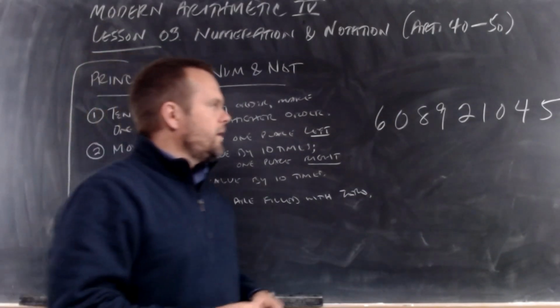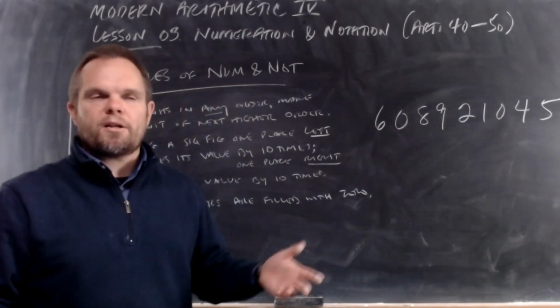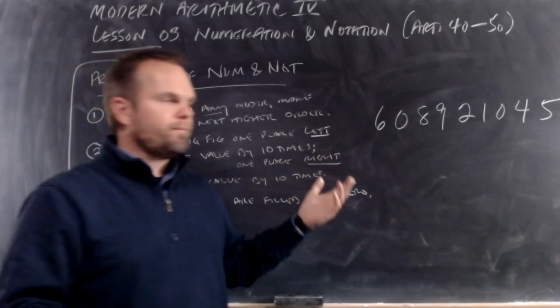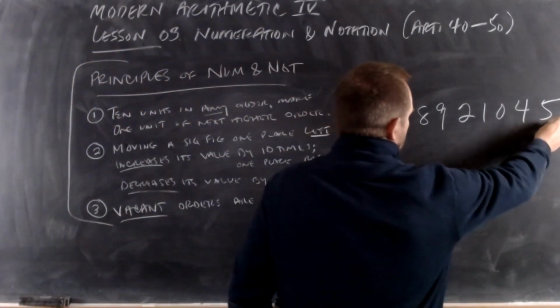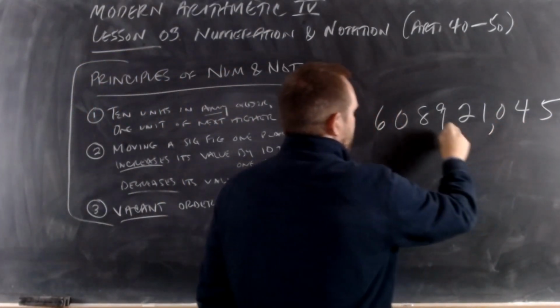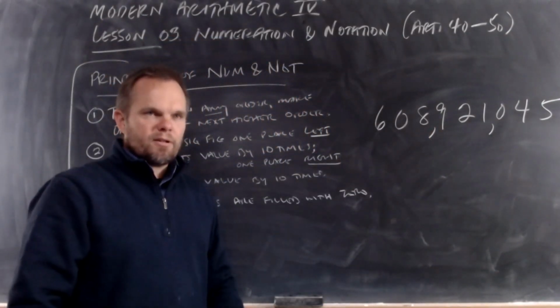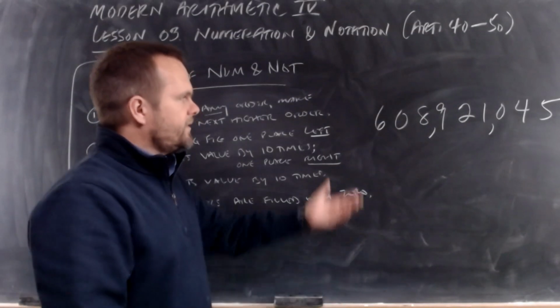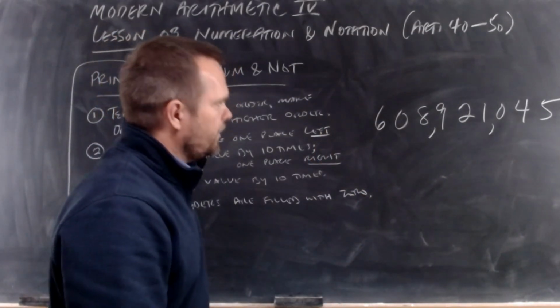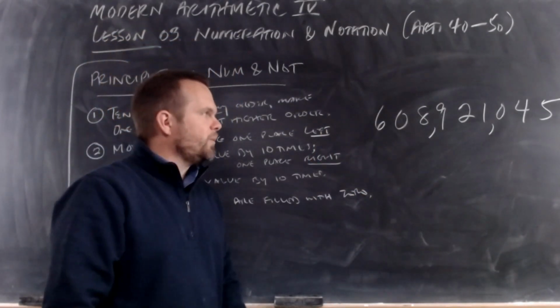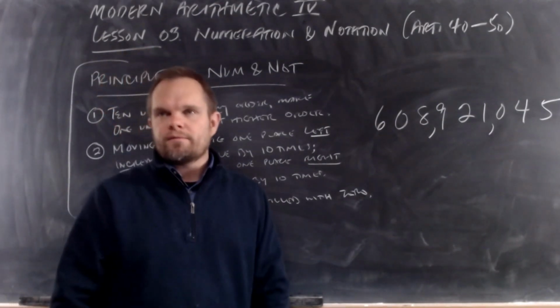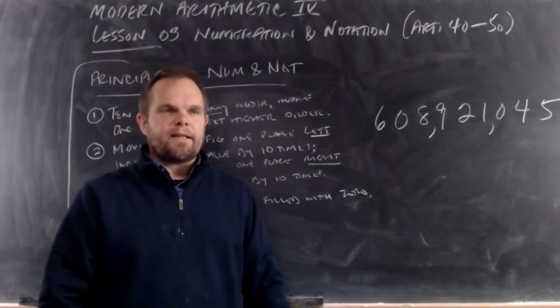Okay? So the first thing we can do to help ourselves is mark out the periods. So we're going to mark every period with a comma. Doesn't that make that number a lot easier to understand now? It's 608,921,045. Once I see the periods, I can easily read it.